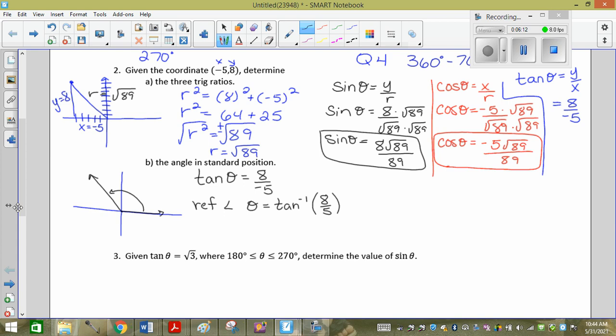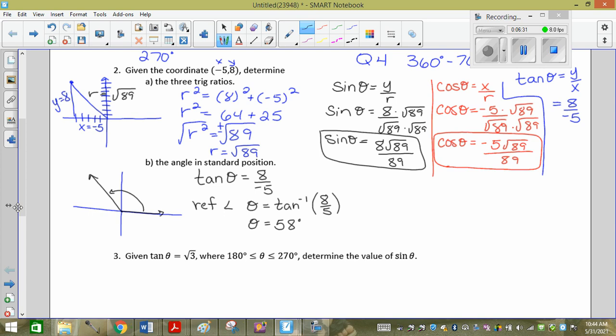Did anyone get a degree? You could have done it in sine and you could have done it in cos. You'll get the same answer. 58. Everyone else get 58? You could have done sine, you could have done cos. You should get the same answer. That's the point. It doesn't matter which trig ratio you pick.